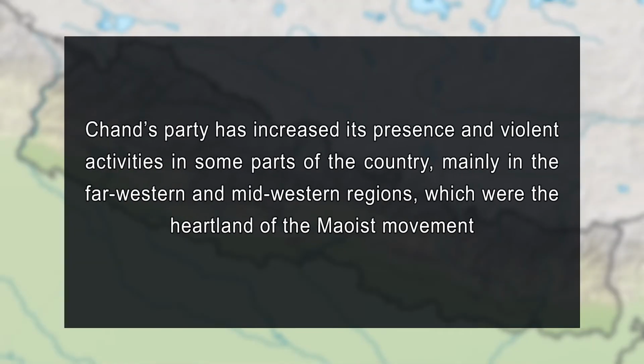Furthermore, in the initial years, political parties did not take Chand or his party seriously due to its low strength and limited presence. But with the formation of a new government in 2018, it seems that the Maoist splinter group has emerged as a security challenge for Nepal. In recent months, Chand's party has increased its presence and violent activities in some parts of the country, mainly in the far western and mid-western regions, which were the heartland of the Maoist movement. Its leaders and cadres who were semi-underground are now totally underground.